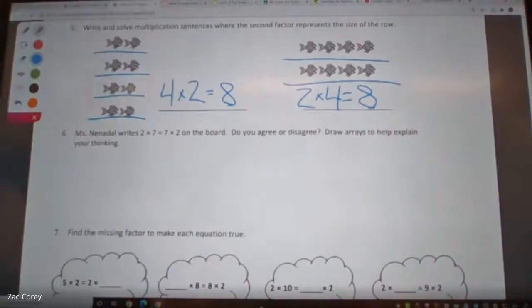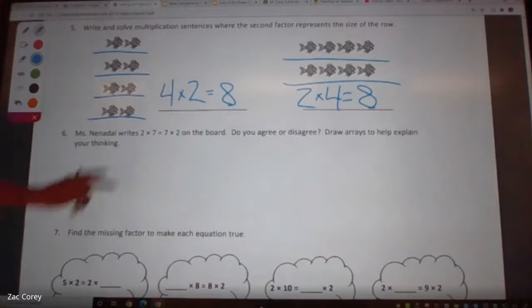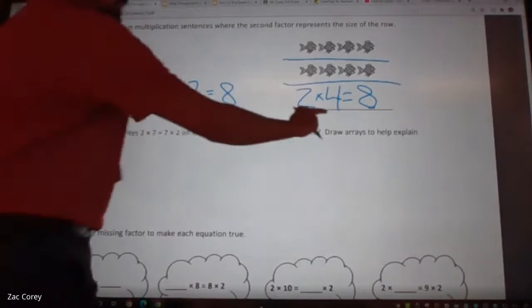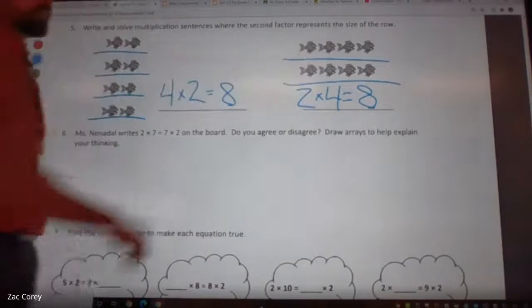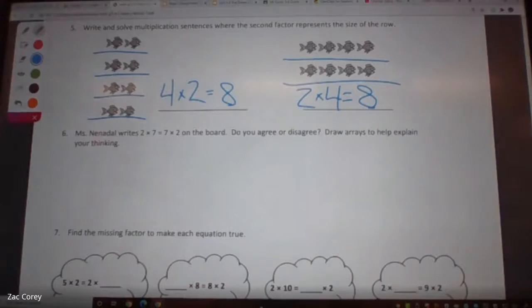Notice how my answers are the same, 8 and 8, but my multiplication sentences are flipped around. This one is 4 times 2. This one's 2 times 4 because my arrays were different, so I had to write my multiplication equations a little bit differently.